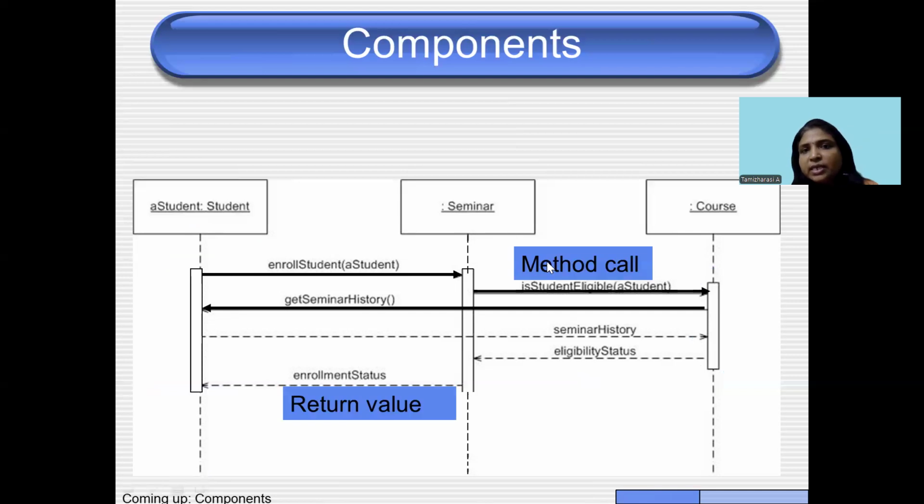This we call a method call. Is student eligible? This is a method. So this is a method call, and the information or output is returned. This we call a return enrollment statement. We are checking for eligibility and returning the status. So this is one process, a method call and return. This is how you represent a method call and its return status.